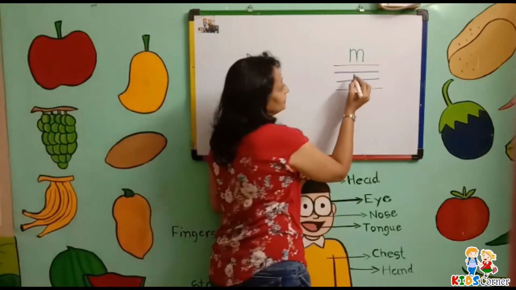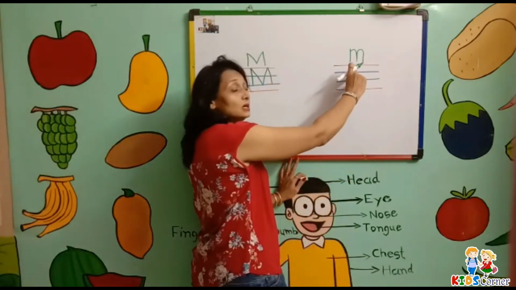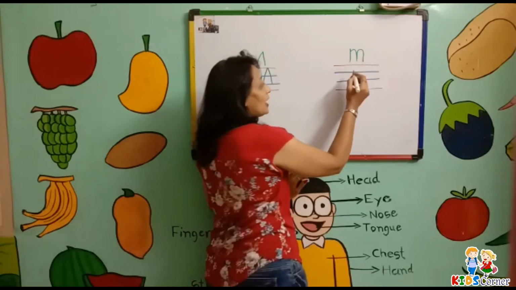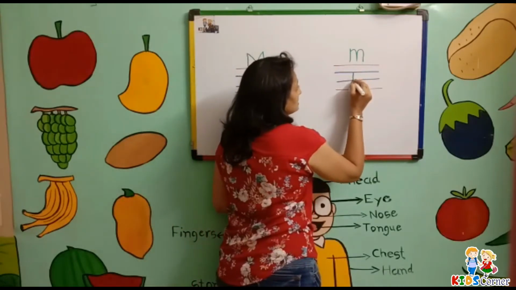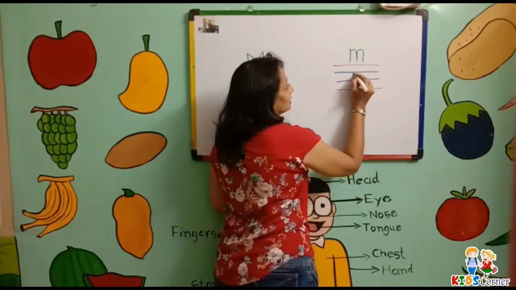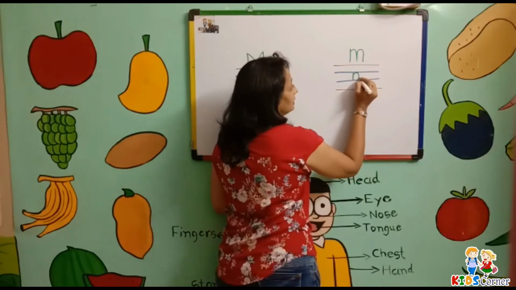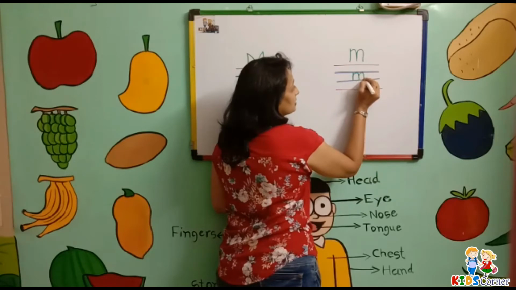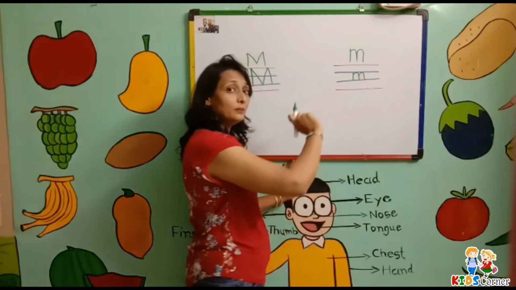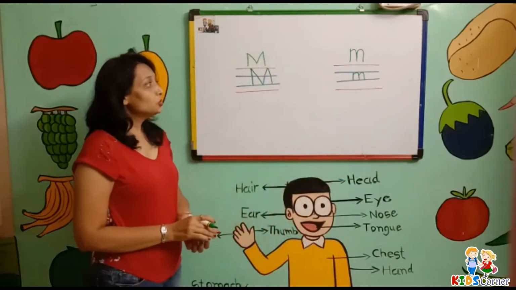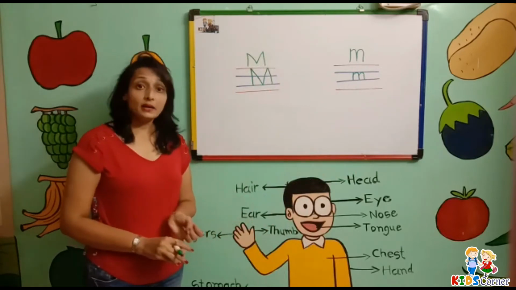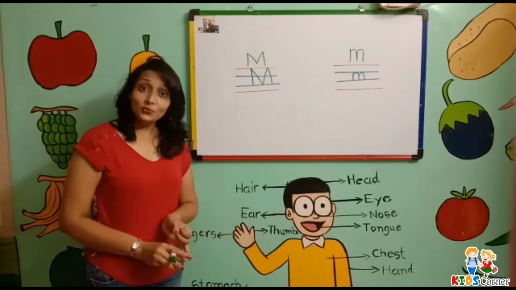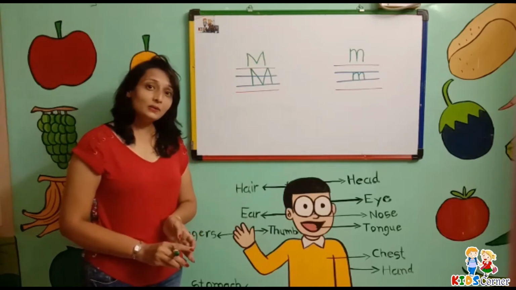Small m, you have to write in between the two blue lines. You have to make a standing line in the blue lines, a curve and another curve. This is small m. Do you all know what M stands for? M is for monkey, M is for moon and M is for mug.